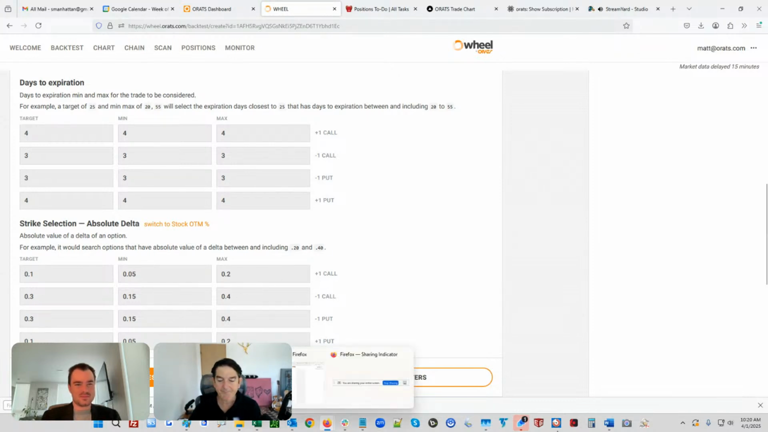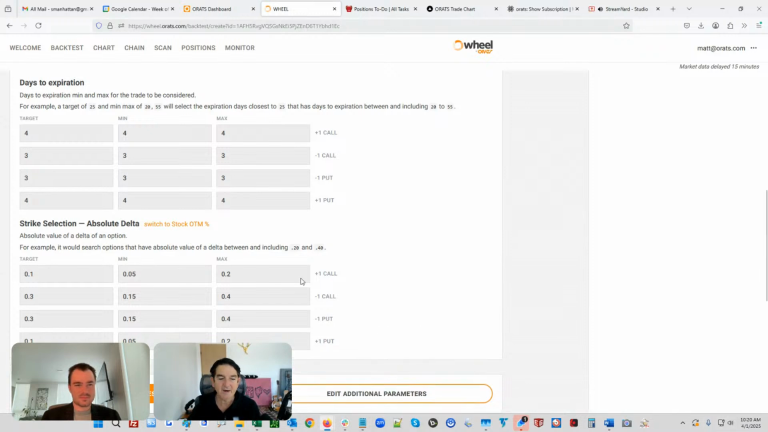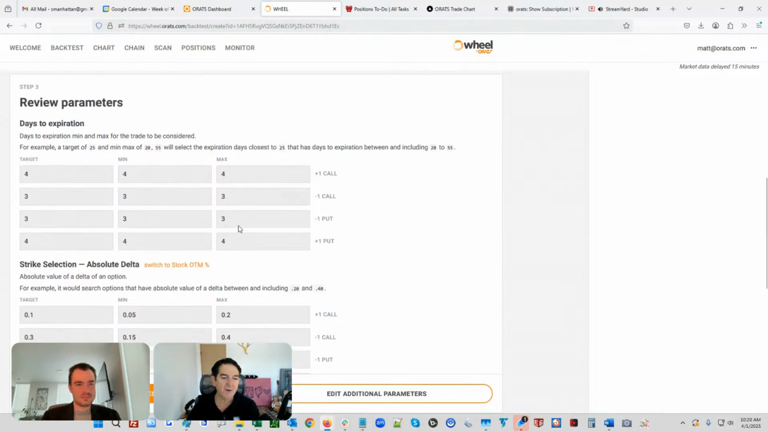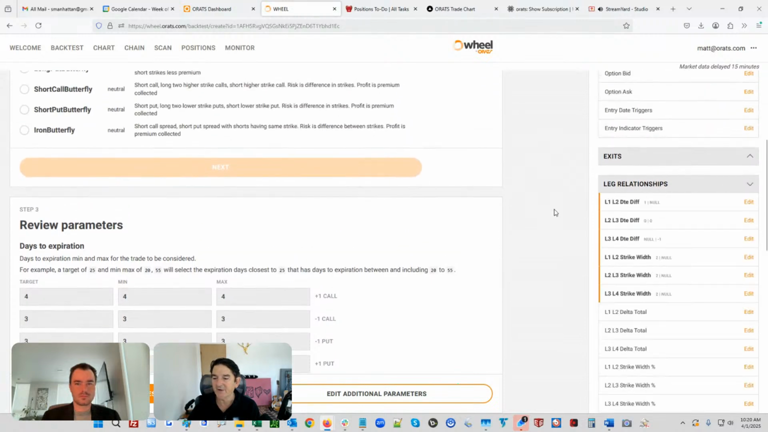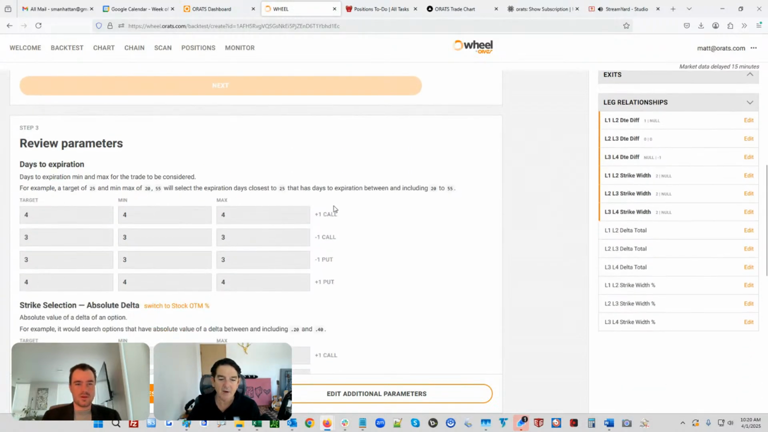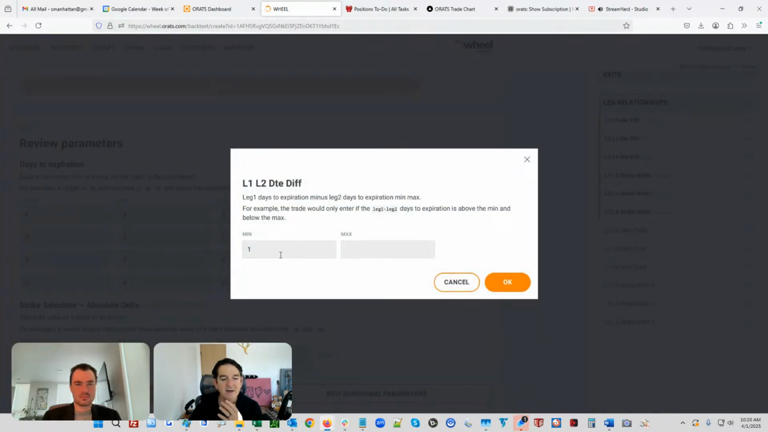All right. So how do you set it up? An iron condor, this wouldn't work. You wouldn't get anything. So you have to set the leg relationships. Yeah, we did that in the scanner as well. You have to set that, or you're not going to get any results. So leg 1 minus leg 2 is going to be positive days, so you have to set it like a minimum of 1. There's no maximum. So that's how you set that one.